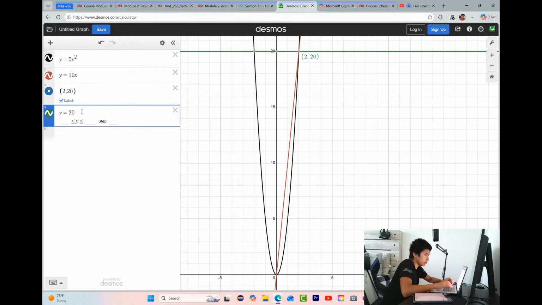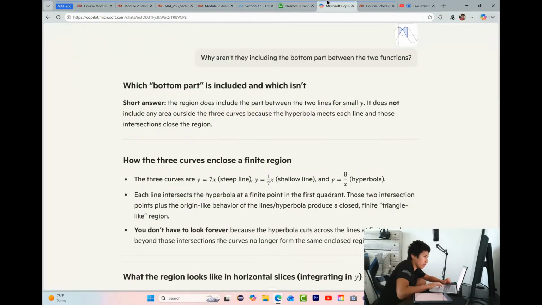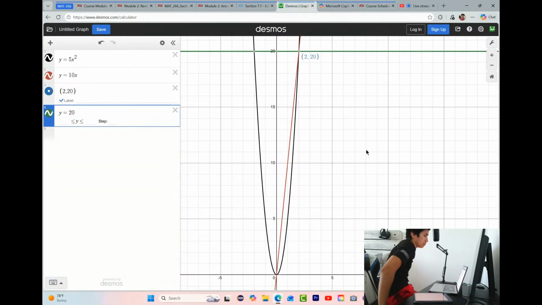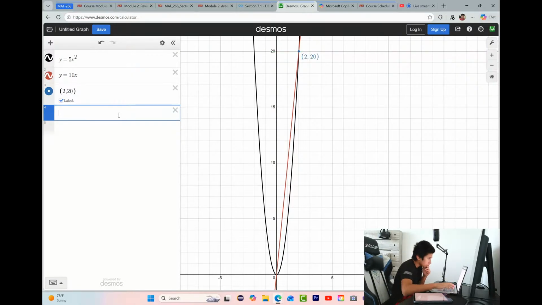Y equals 20? Hold on. Pause. The tangent line is y equals mx plus b. At 2, 20. No, that's not the tangent line at 2, 20. It's real easy. What in the world? A tangent line that passes through 2, 20. How do you find the tangent line? That means it's just a derivative, right?